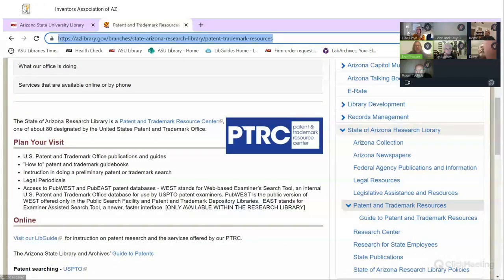What you can do is make an appointment with them and come in and have a confidential discussion with the librarian about the sorts of things you're looking for. If you want to discuss your invention at that time, that is considered a confidential communication. It doesn't start that one-year public disclosure clock that Lisa talked about earlier.